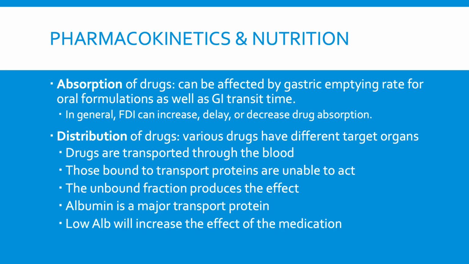Distribution of the drug talks about where it's going in the body and what effects it might have on those targeted areas. So we know that drugs are transported through the blood, and in order to do that, they have to use transport proteins. Albumin is a major transport protein, and what's happening is as the drug moves through the system, it's being transported by these transport proteins, but really the part that's really effective is the unbound portion of the drug that's circulating. So if you've got fewer transport proteins in the case of a low albumin, then you're going to really increase the effect of the medication because more of it will be unbound.